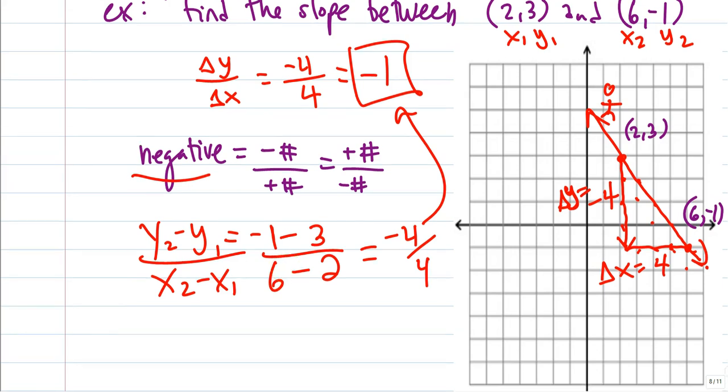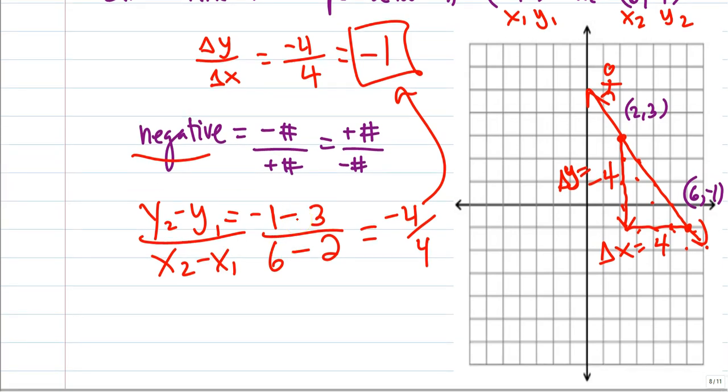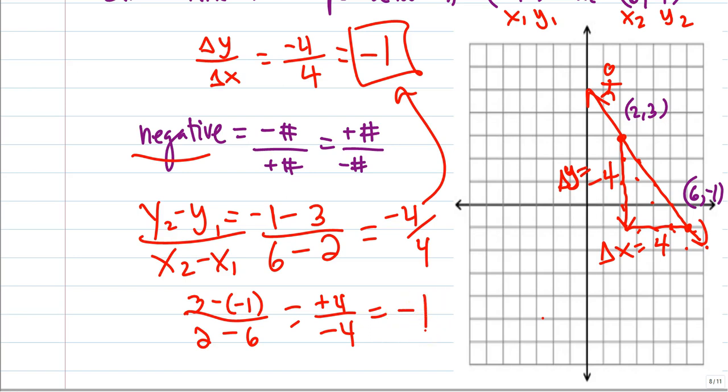You could actually, if you switch the order and put the 3 first, if you did 3 minus negative 1, it wouldn't necessarily be wrong as long as you switched the order on the bottom, as long as you started with the 2 minus 6. Because what you would end up there is with positive 4 on the top and a negative 4 on the bottom, and positive 4 divided by a negative 4 is still a negative 1. Okay? So either way, as long as you keep it in the right order, whatever point you start with here first, you start with the same point on the bottom, and that should be fine. If you feel like that was way too confusing, then just always start with y2 and x2.